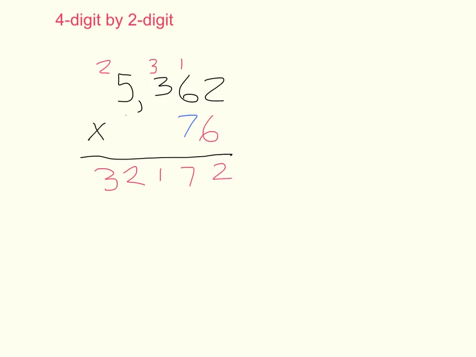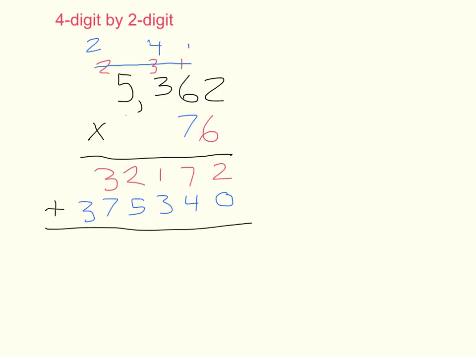And the next row, I'm going to cross these out so I don't use them again. Start by skipping my ones because I'm multiplying by 7 tens. So 2 times 7 is 14. 6 times 7 is 42, plus 1 is 43. 3 times 7 is 21, plus 4 is 25. And 5 times 7 is 35, plus 2 is 37. Then I add all of those together.